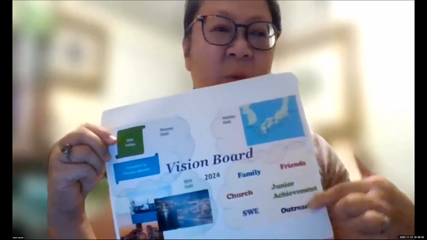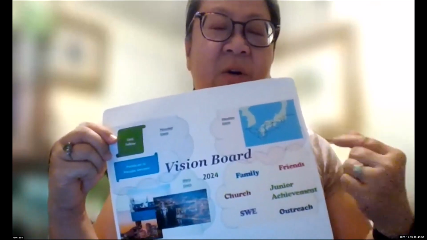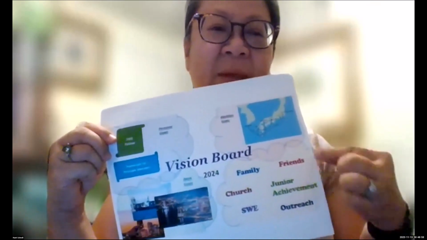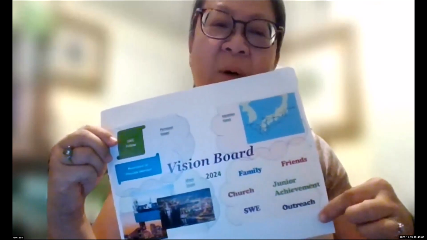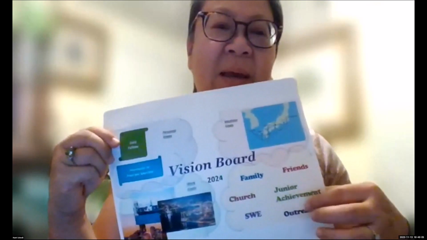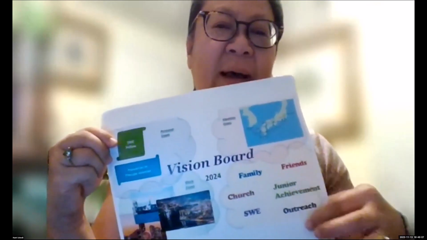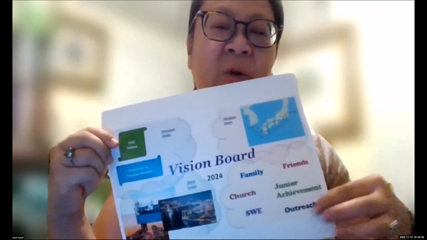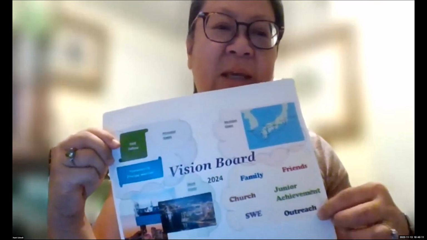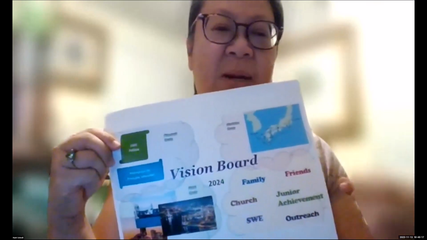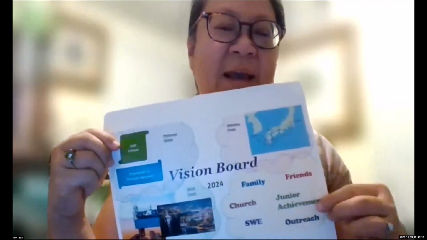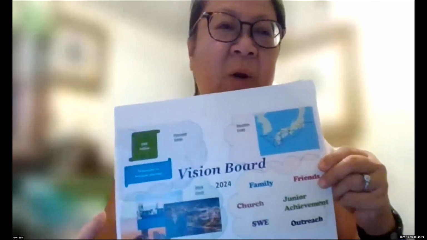I also have a whole bunch of words here of things that are important to me: my family, my friends, SWE is very important to me. Outreach is important to me, as well as my faith, so my church. And another organization I volunteer with is Junior Achievement. So that's something for me to always focus on, even though I do many other things. And then also some work goals.